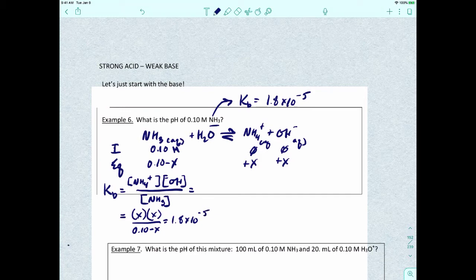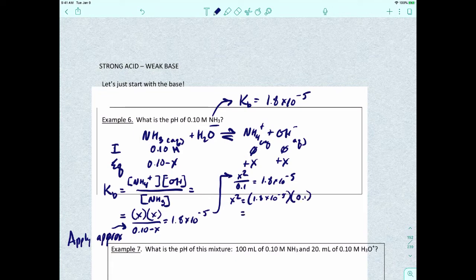So at this point, we can still apply the approximation, which means that X is going to be so small that it's not really going to affect the concentration of ammonia. So that would give us X squared over 0.1 is equal to 1.8 times 10 to the minus 5th. So we want to get X squared by itself. If we multiply both sides by 0.1, so 1.8 times 10 to the minus 5th times 0.1, that comes out to be 1.8 times 10 to the minus 6th. We take the square root, and X, which is the concentration of hydroxide ion, equal to the concentration of ammonium ion, comes out to be 1.34 times 10 to the minus 3rd.